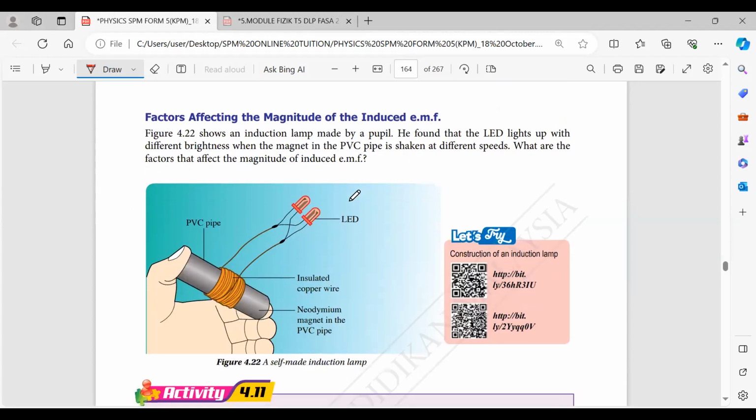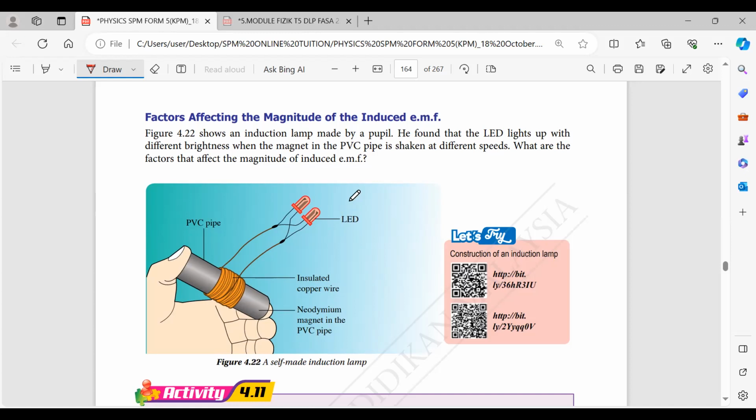So to study this, we can do a simple experiment on the factors that affect the magnitude of the induced EMF. I can simply make a coil of insulated copper wire around a PVC pipe. We must use the PVC plastic because we don't want the current to leak. The PVC pipe is an insulator, so it will not allow the current to flow.